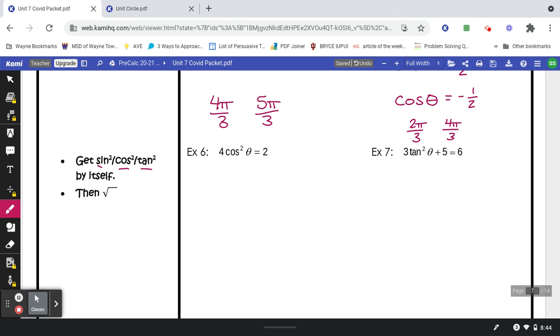When you square root something, don't forget the plus or minus sign. Really important as we solve equations, when we square root something, we have to put a plus or minus sign. All right, let's start by dividing by 4. I'm going to reduce the fraction 2/4 to 1/2.